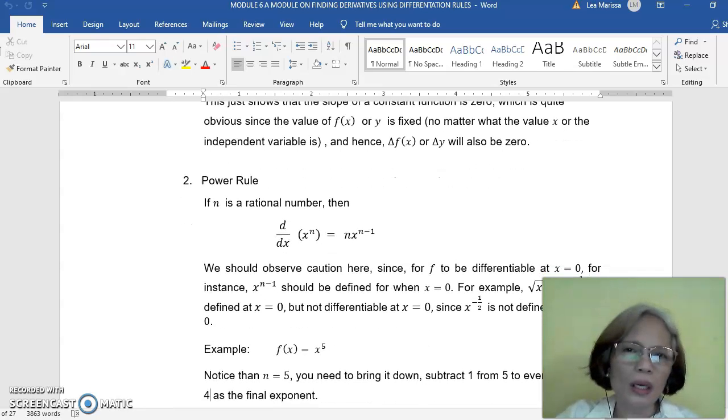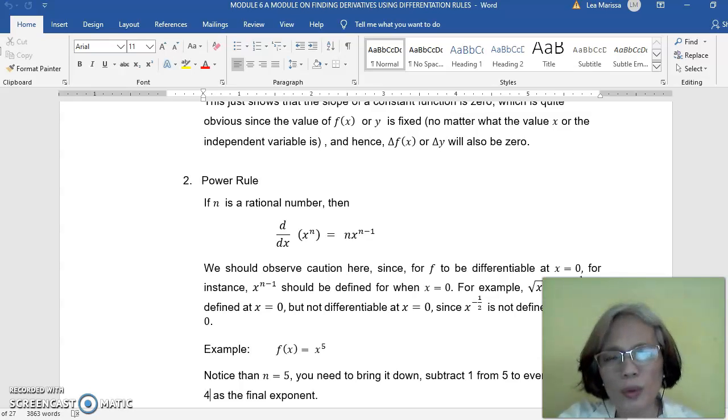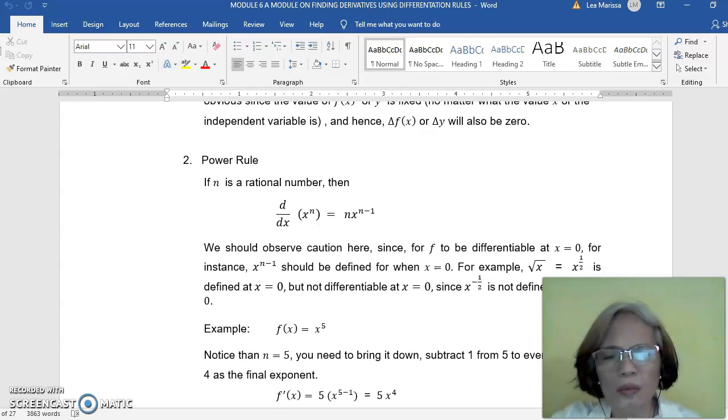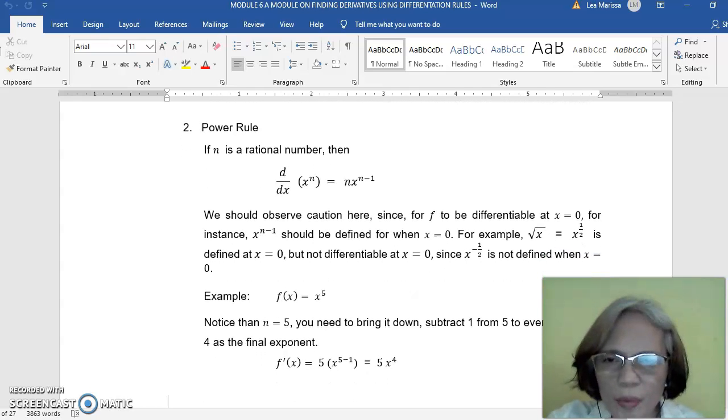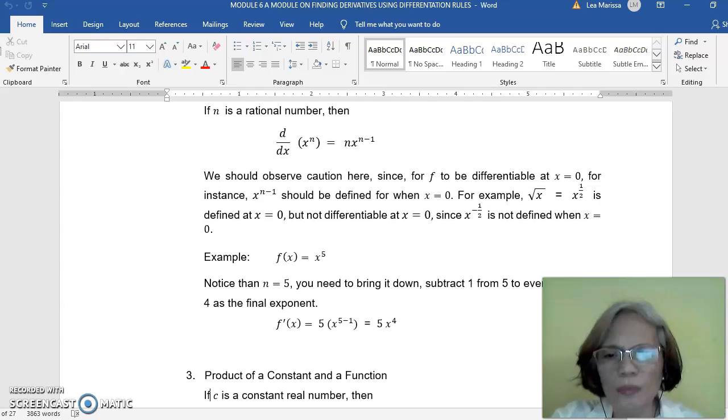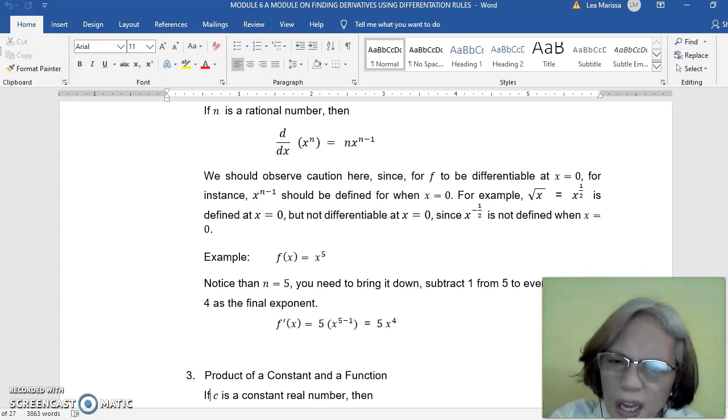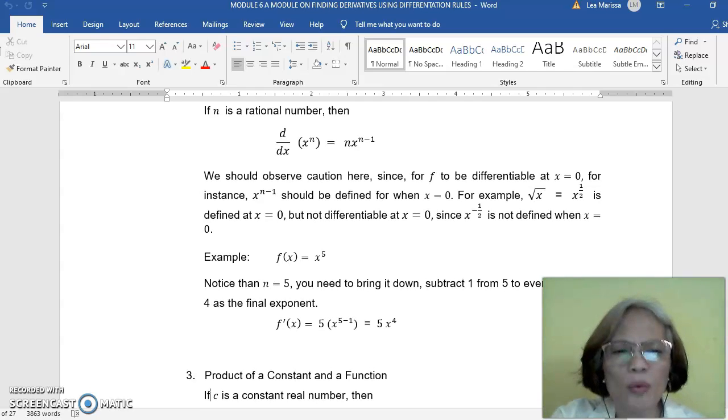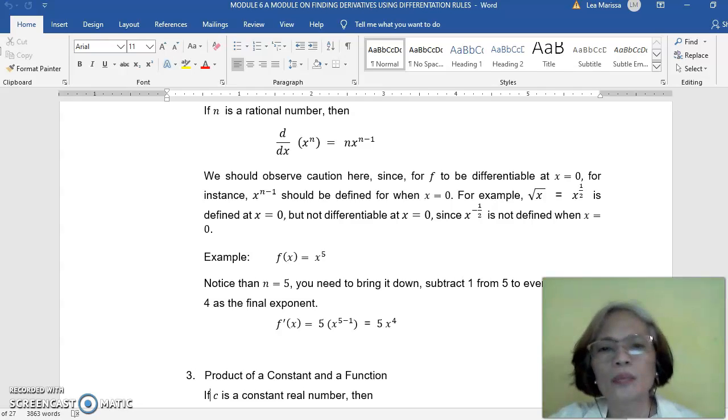Okay, so a bit challenging because for this, I need to use equation editor. So I need to insert equation and then go back to the normal text, which is quite tedious. So I have here example for the rule. So notice that n equals 5. You need to bring it down, subtract 1 from 5 to eventually have 4 as the final exponent. So I'm trying to explain how to apply the power rule.